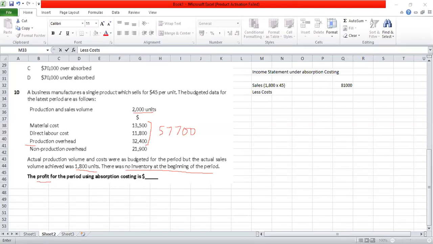We need to calculate it proportionately for only 1800 units. So this 57,700 is for how many units? 2000 units. We want it only for 1800 units because the units sold are only 1800. So for 1800, how much is that? So proportionately, if you calculate, that would be... So for 1800, how much would be the manufacturing cost? That's the logic. So 57,700 into 1800 divided by 2000. So here it says less.